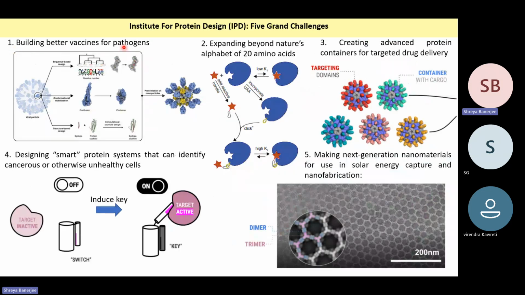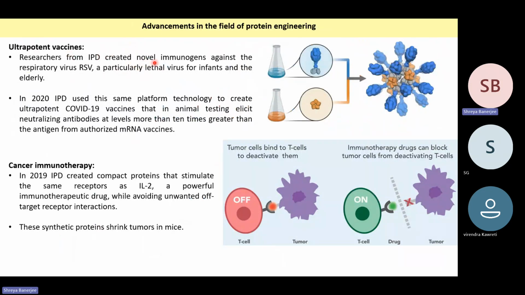So, ultra potent vaccines. Researchers from IPD created novel immunogens against the respiratory virus RSV, which was in COVID-19. So this ultra potent COVID-19 vaccine was designed completely by protein engineering. It combined, as we talked about with fusion proteins, how the characteristic functions of two or more proteins can be combined by fusion. So that was done to get this ultra potent vaccine, and animal testing has shown that the activity is 10 times greater than mRNA vaccines. So this was completely designed by protein engineering.